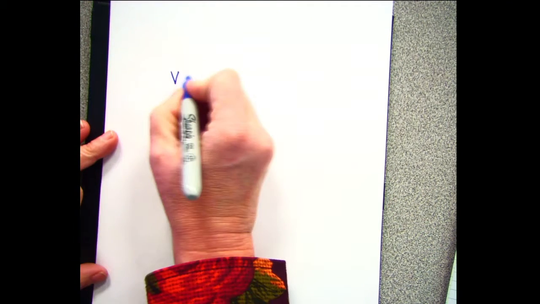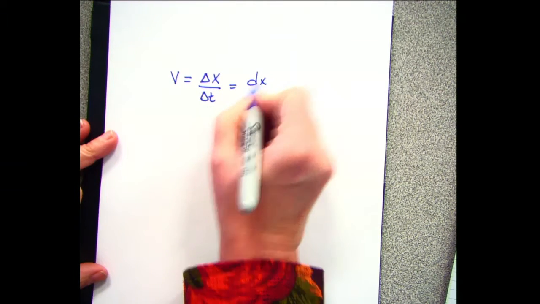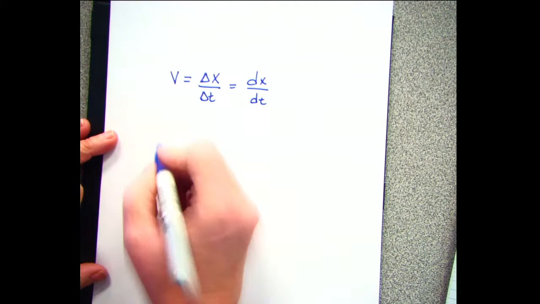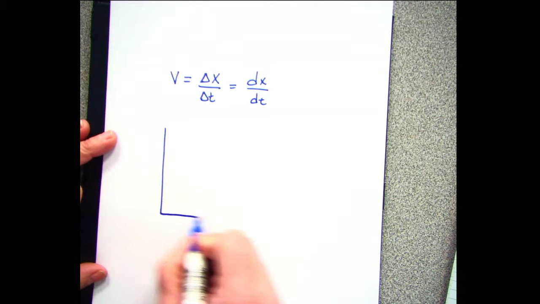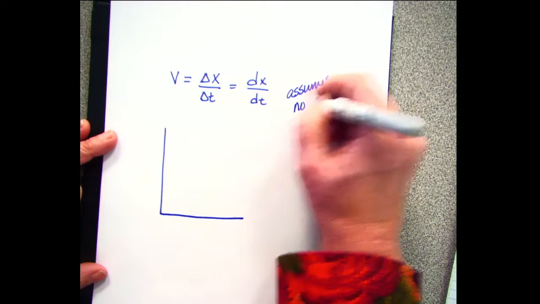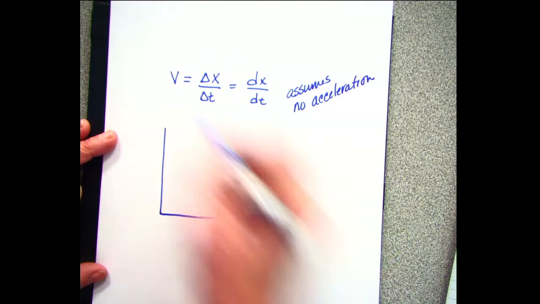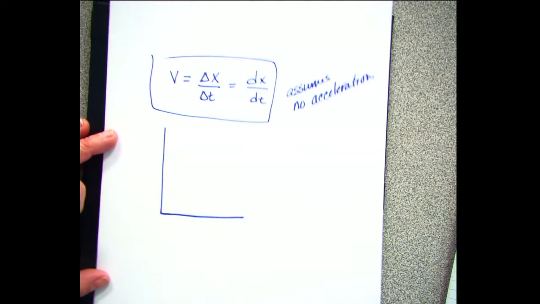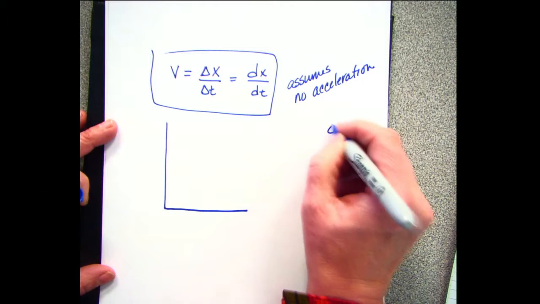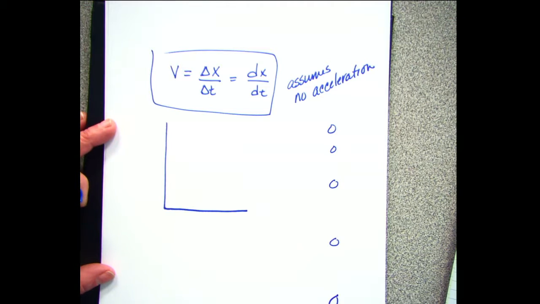So I'm going to get some equations here. We've gone through this. We now have velocity is equal to a change in x with respect to time. We can write it out as dx/dt. Now all of this assumes no acceleration. Okay? This assumes that we have no acceleration. But if I drop a ball, we know what happens.